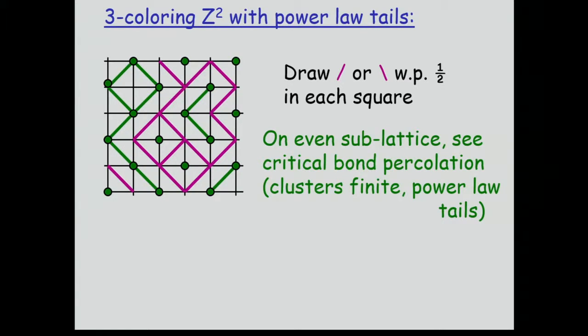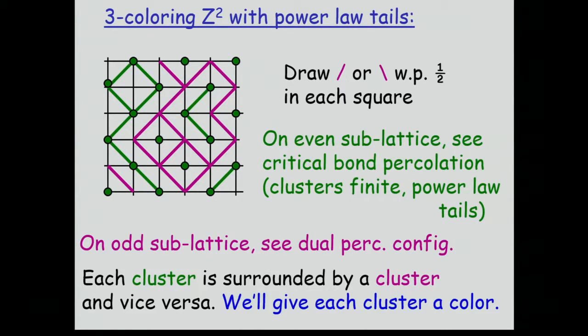And what about the other edges, the purple ones? Well, they are exactly the planar dual of the percolation configuration, the green percolation configuration. So I have the percolation configuration and its dual, and it's critical percolation. So the clusters are finite. The green clusters and the purple clusters are finite, but they have power law tails.